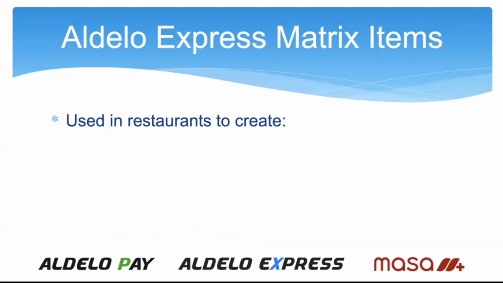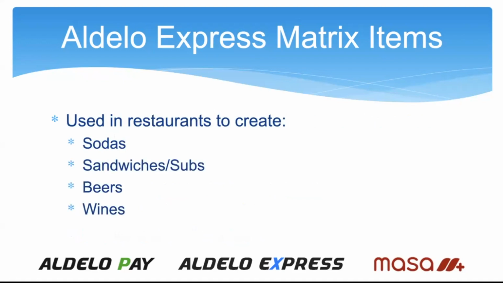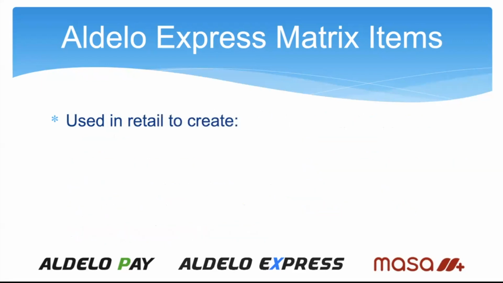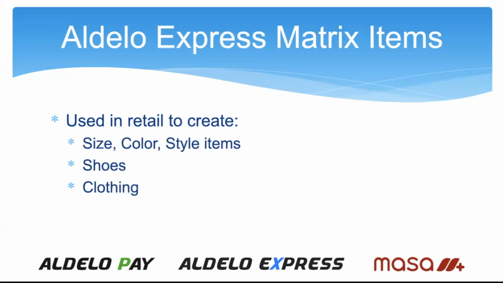It's often used in restaurants to create sodas, sandwiches, subs, beers, even wines, pizza, with no halves or thirds, but it can create a pizza database. And then others such as coffees and teas and those things. It's used in retail to create size, color, style for shoes and clothing. So it really was created for a retail operation, but we've used it in the restaurant field to cover a lot of different areas in the database build. Really shortens it up.